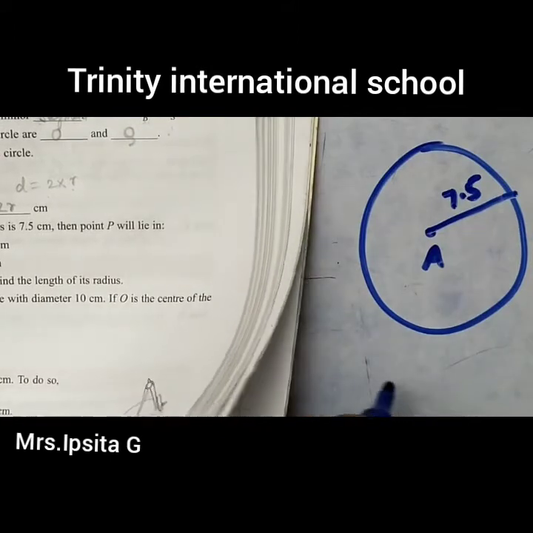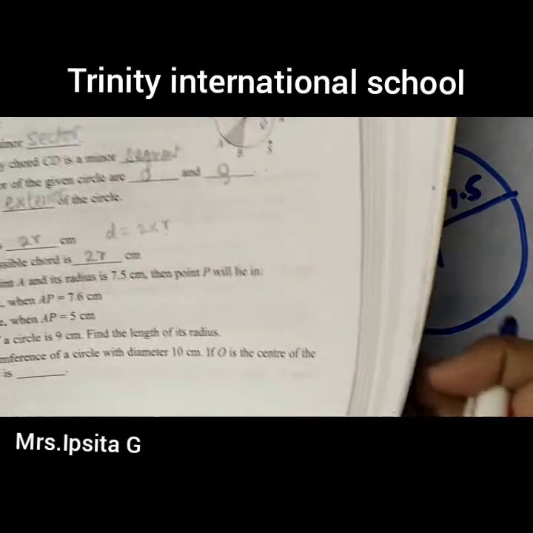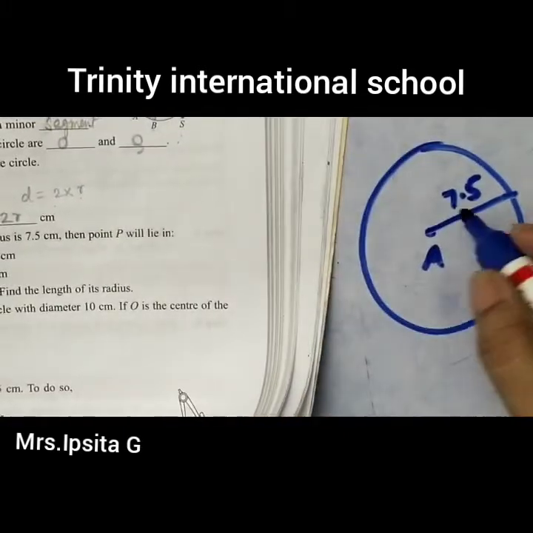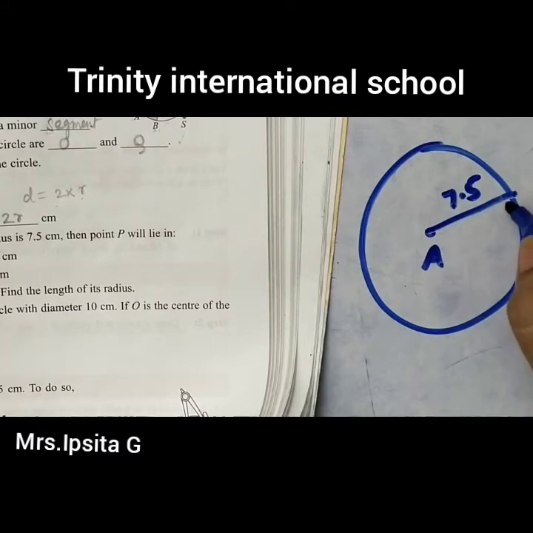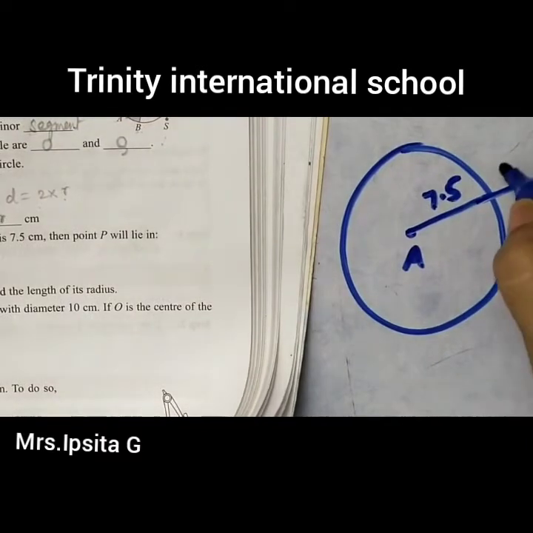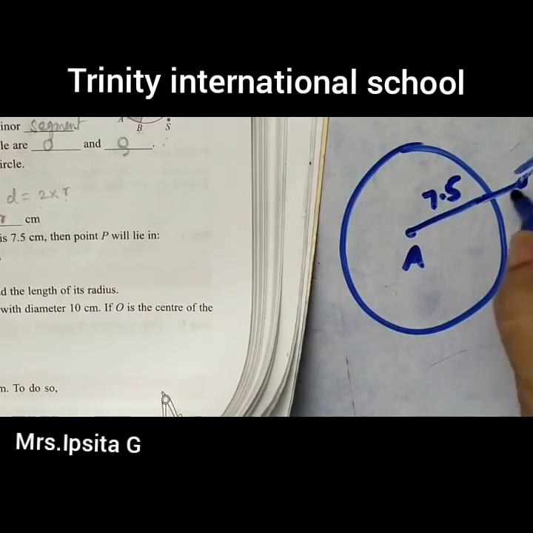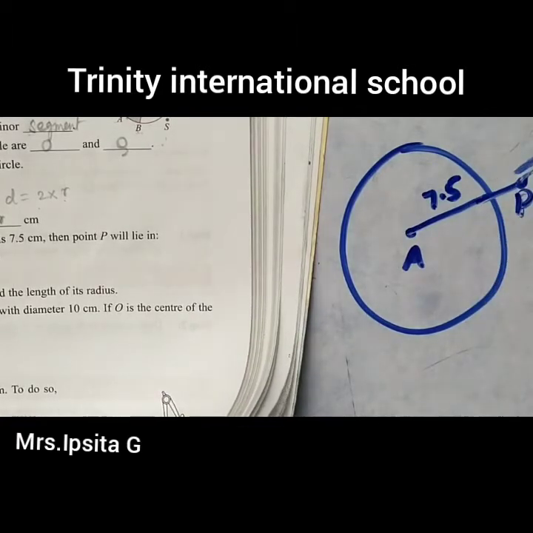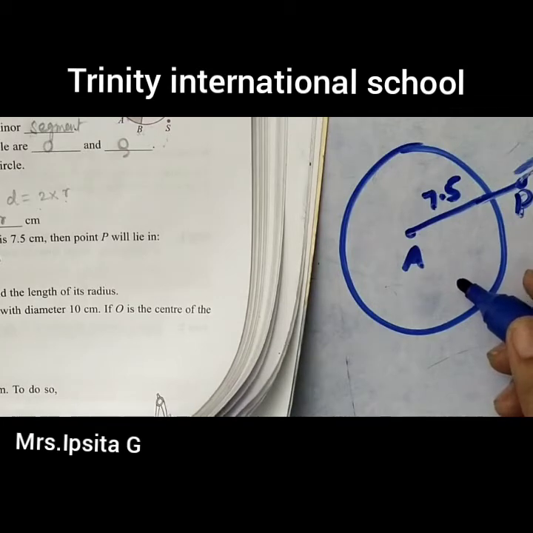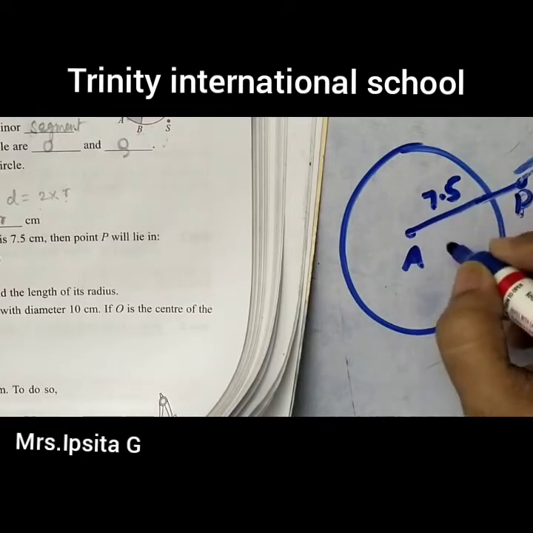Now the question is: then point P will lie in the dash of the circle when AP is equal to 7.6 centimeter. You can see here it is 7.5, so if it is 7.6, it will come here, outward. So this will be P. This point will be your P, which is exterior to the circle. And the next question is AP is 5 centimeters. So if it is 5, then here it will be, isn't it?